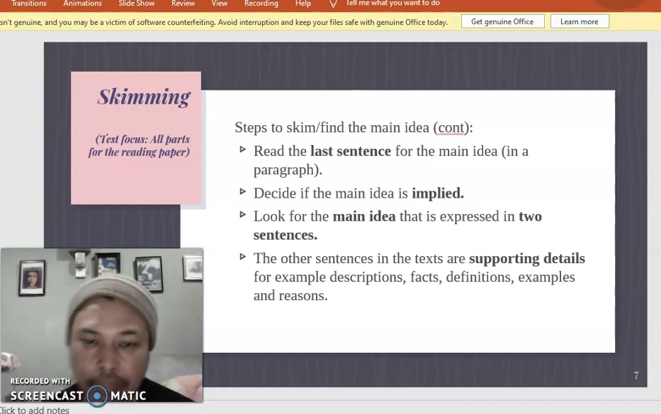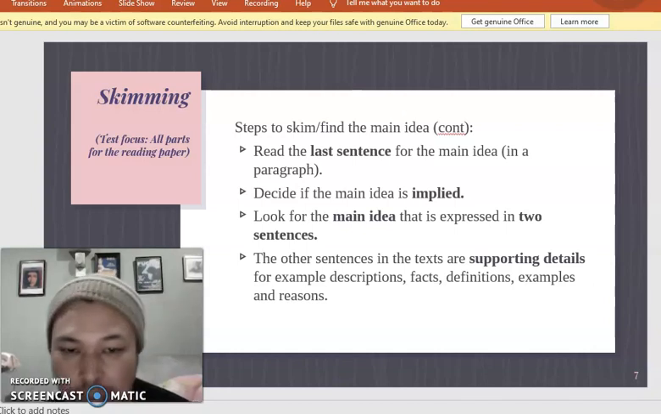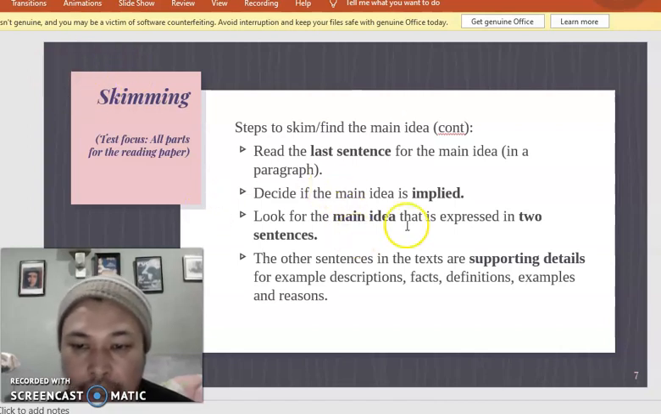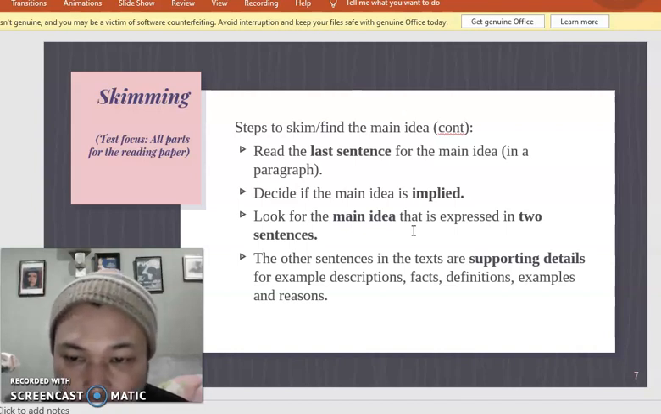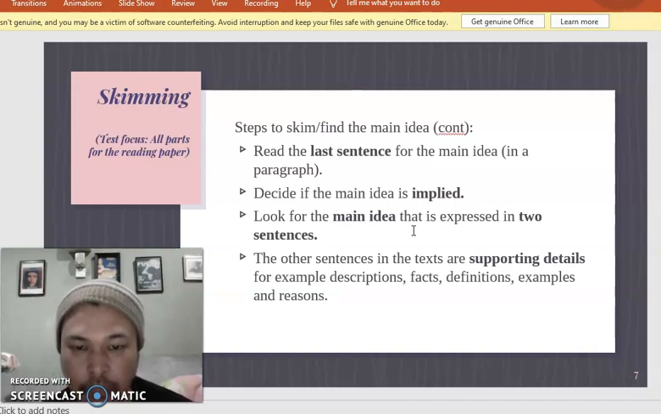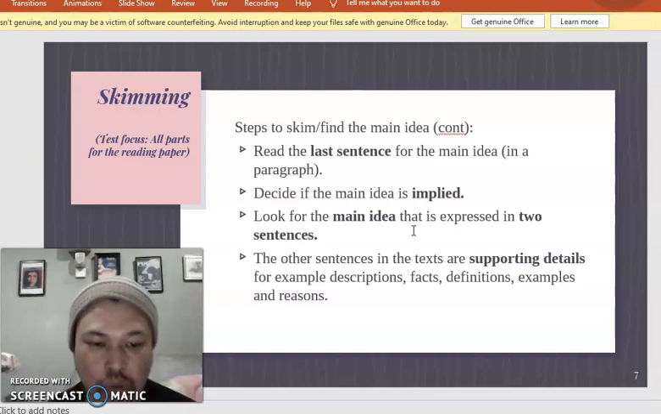Usually the main idea is in the last sentence of the paragraph. Look for the main idea that is expressed in two sentences. Usually, like I said earlier, the other sentences in the text are supporting details, for example description, facts, definition, example, reason, and so on.